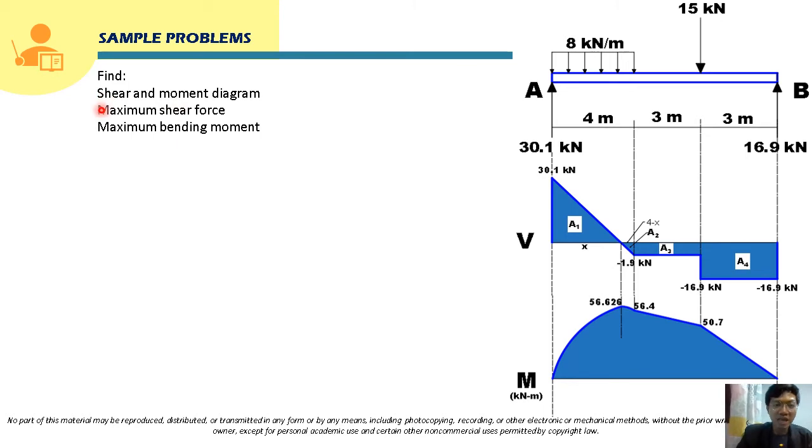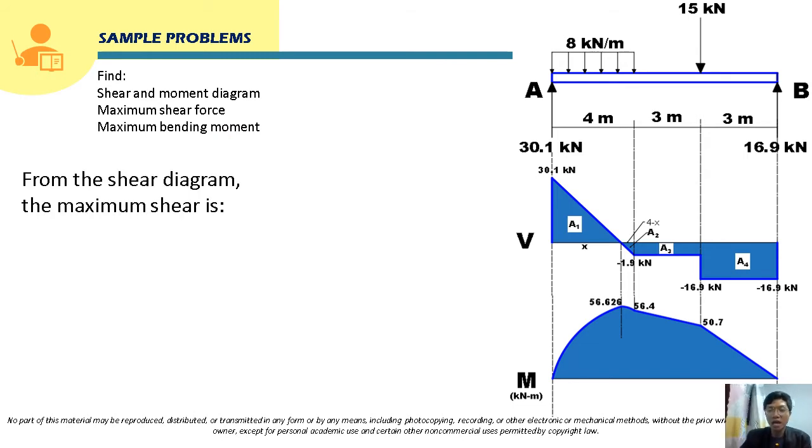For the second part, we have to locate from the shear and moment diagram the maximum shear force, and for part 3, the maximum bending moment. From the shear diagram, we are going to locate the maximum shear. The maximum shear here, obviously, is this value, 30.1 kilonewton.